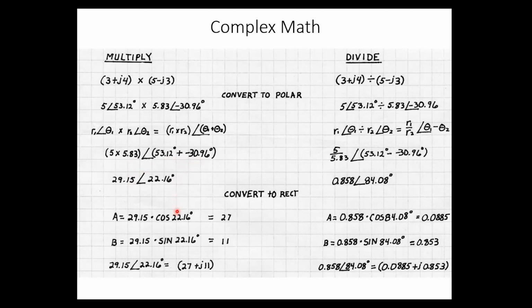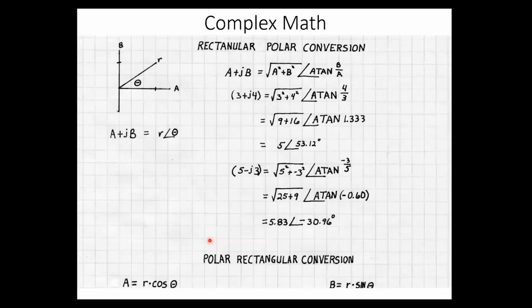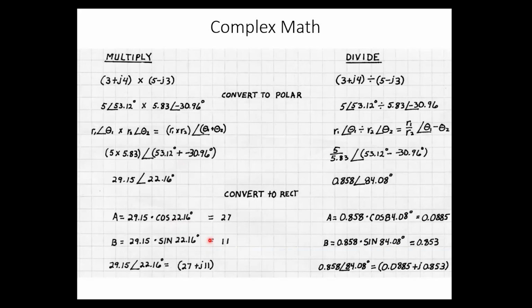Yep. All right. Now, if I convert this back to Cartesian coordinates, the A is 27, the B is 11. So 29.15 times the cosine of 22.16 degrees is 27. 29.15 times the sine of 22.16 is 11. And didn't I get that earlier? No, never mind. I'm sorry. I'm getting dizzy.